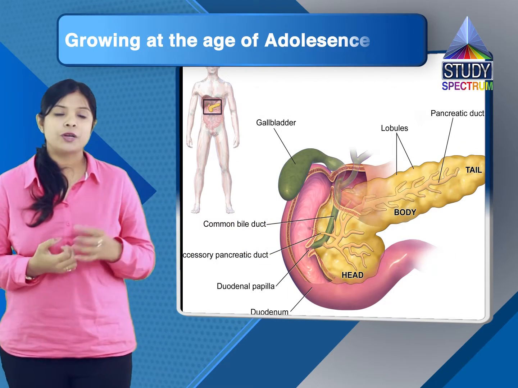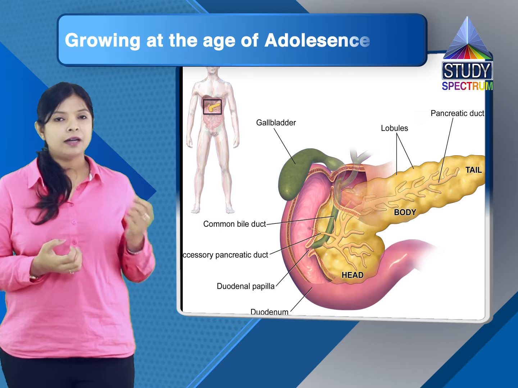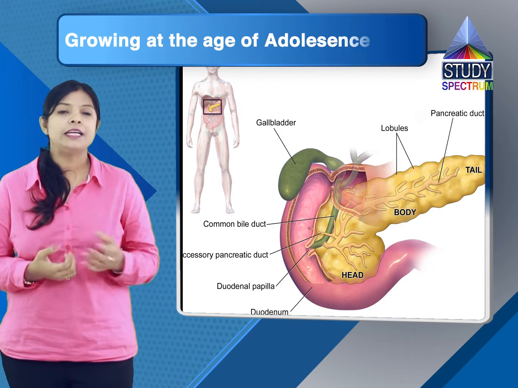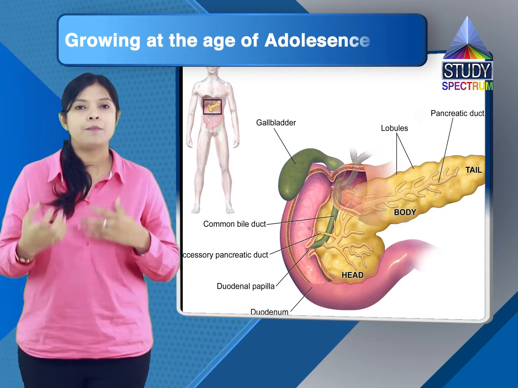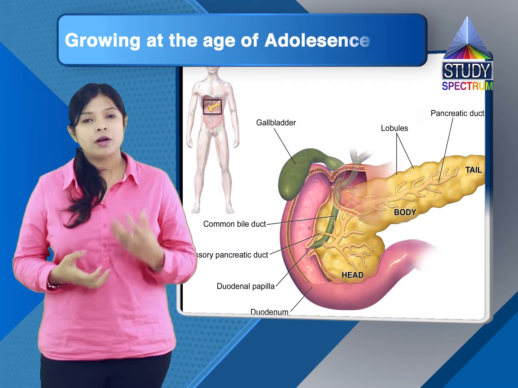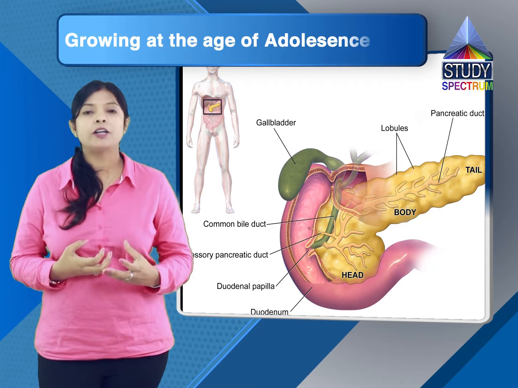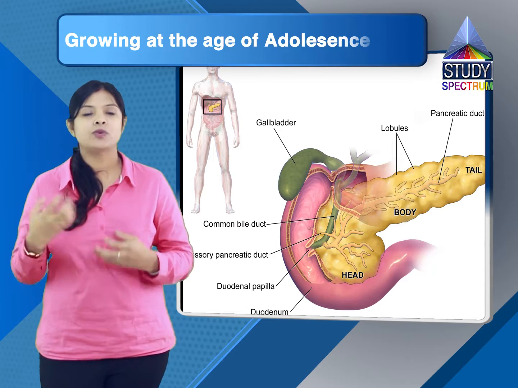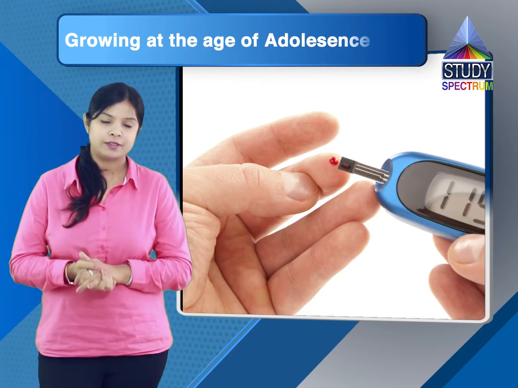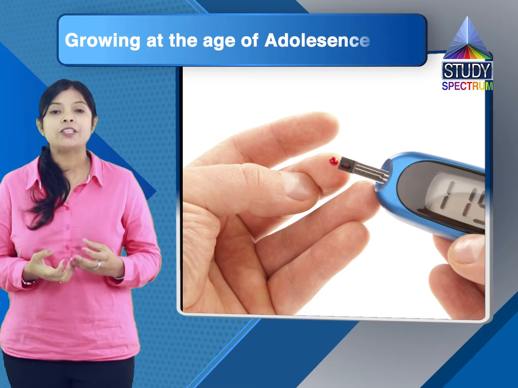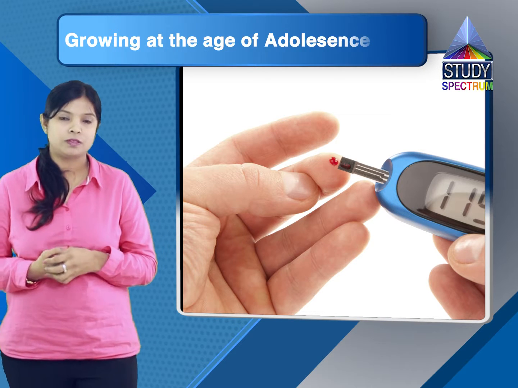Now, other than this, there is the pancreas. So what is its situation? It is situated near the liver, and it releases the hormone called insulin, which regulates the blood sugar level in the body. And if our body is not able to produce it in a sufficient quantity, it can lead to a disease called diabetes. So students, it was all the hormones other than the sex hormones.